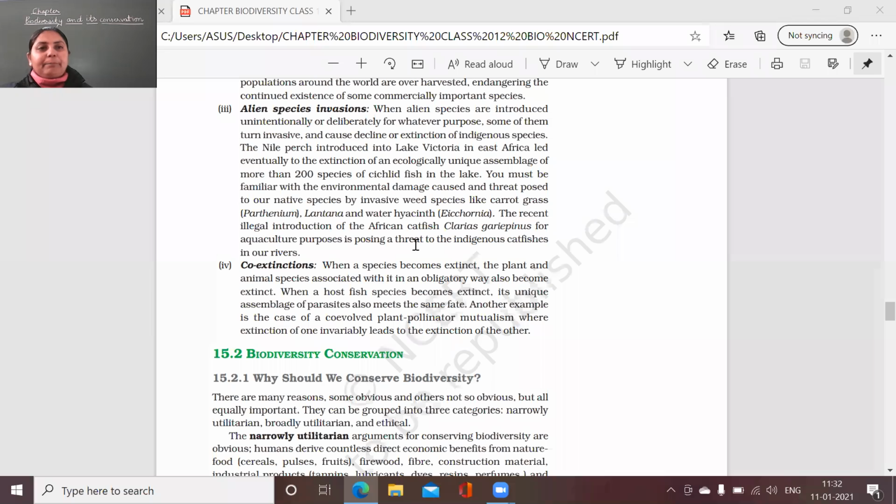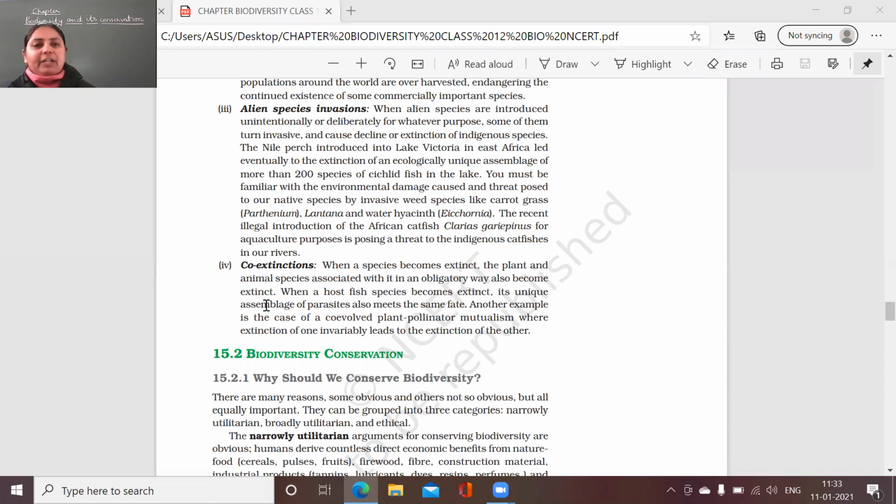And another example he has discussed here is the African catfish, which is known as Clarias gariepinus. When this fish is introduced for aquaculture purposes, it causes a threat to the indigenous catfishes found in the rivers of the country. But you have to give examples of these alien species and how they cause threat to the indigenous species. And the fourth point is co-extinction.